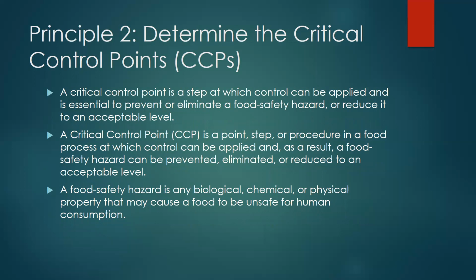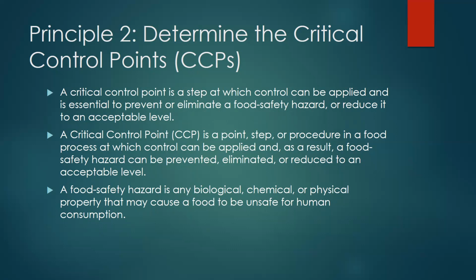It is a point, step, or procedure in a food process at which control can be applied, and as a result, a food safety hazard could be prevented. A food safety hazard could be anything. It could be a biological hazard, chemical hazard, or physical hazard, and it can cause serious damage to the human population. So the second principle was determining the critical control point.